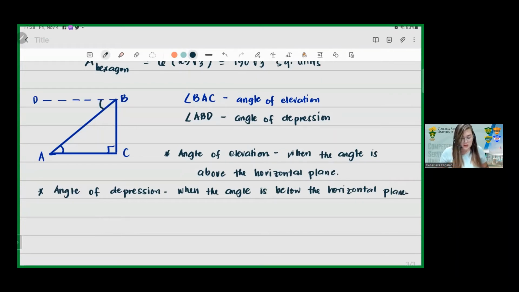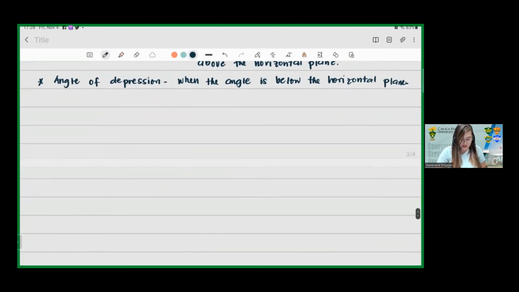Okay, so when the angle is below the horizontal plane. So let's have an example.